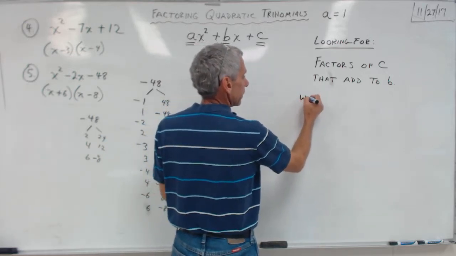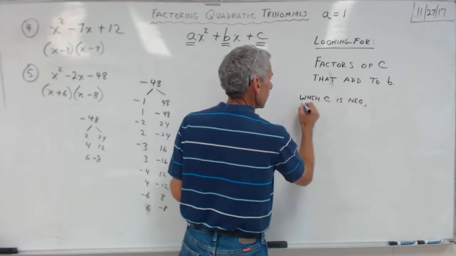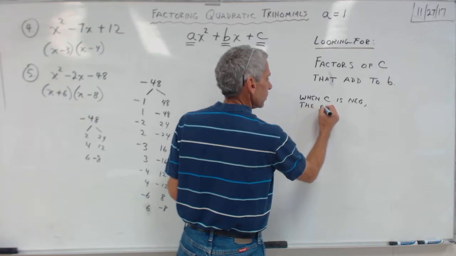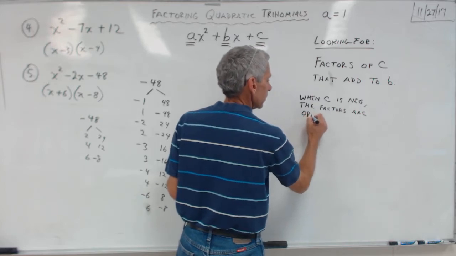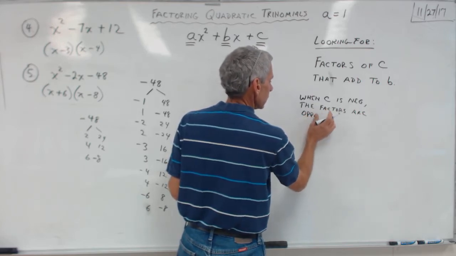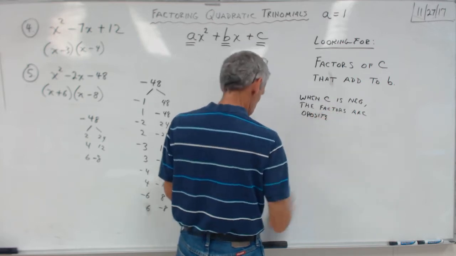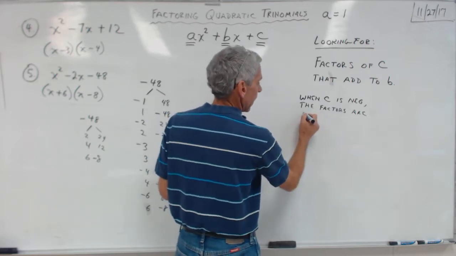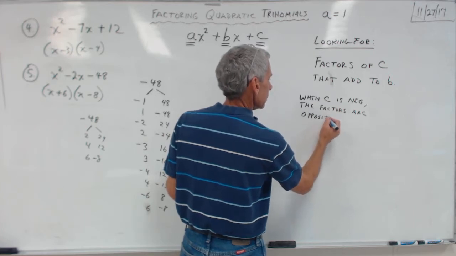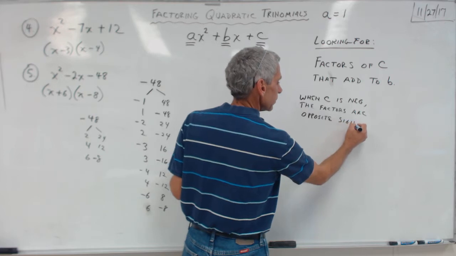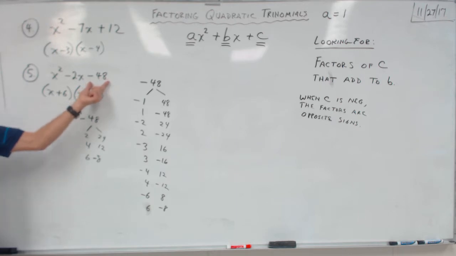So when C is negative, the factors are opposite signs, right? Opposite is two P's, opposite. It's one P, right? Does that look right? No, it's two P's. The factors are opposite signs. Okay? Right? Does it make sense? Yep. Okay, now this is the other key.